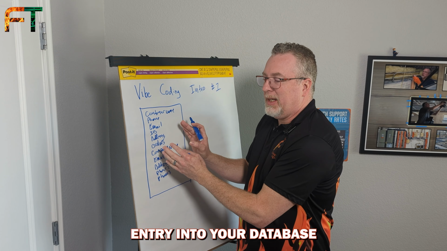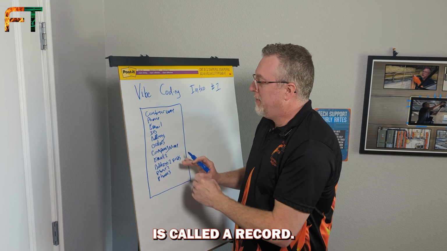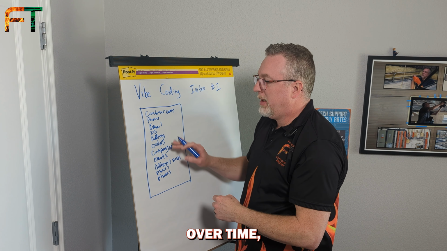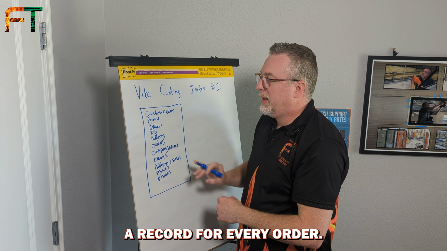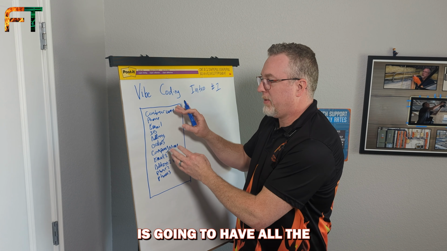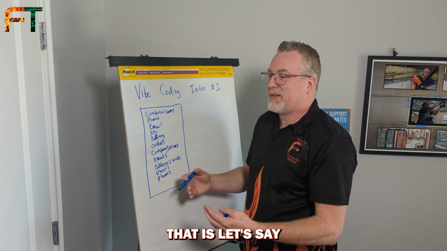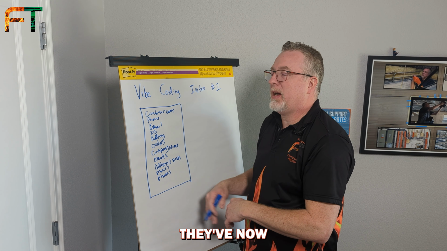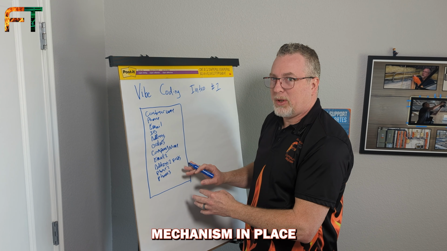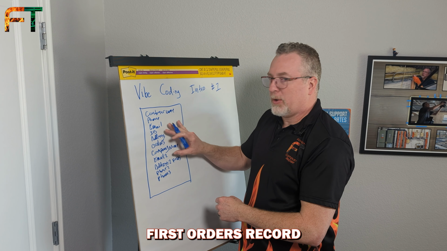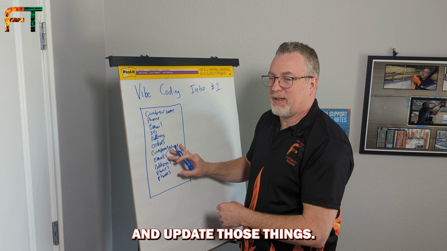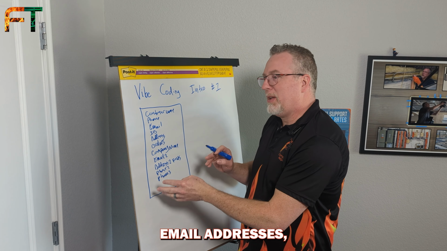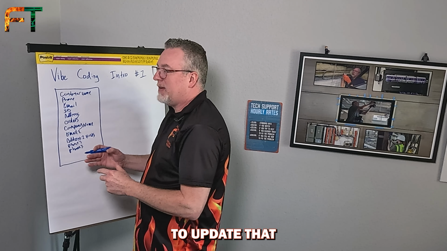Each individual entry into your database is called a record. So if you have a customer that buys more than one thing over time, then you're going to have a record for every order. So every order record is going to have all this same information again. The problem with that is, let's say on the second order, when they do it, they've now got a different address. They've now got a different phone number. Well, there's no mechanism in place to go back to the original first order's record and update those things. And so you're going to end up with these different customer records with orders that have different email addresses, phone numbers, addresses, and there's no way to update that in one movement.